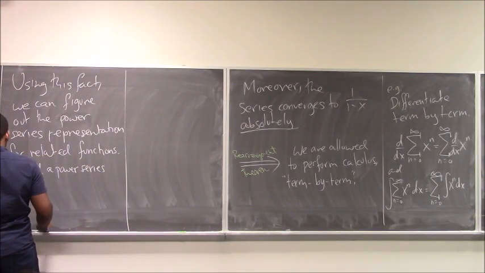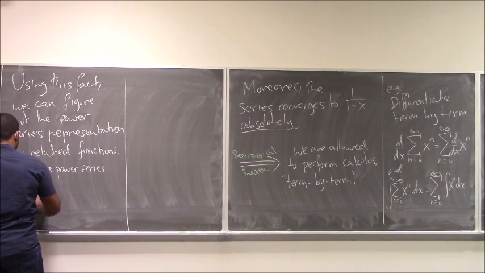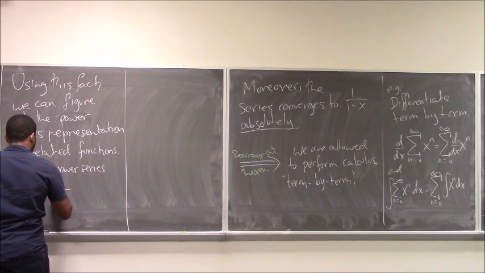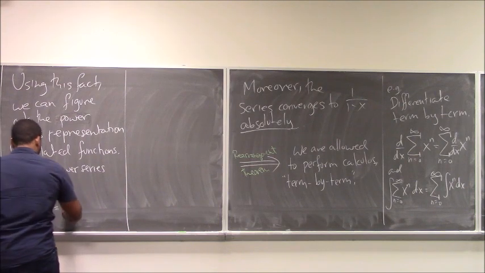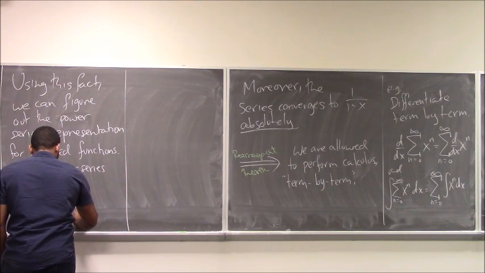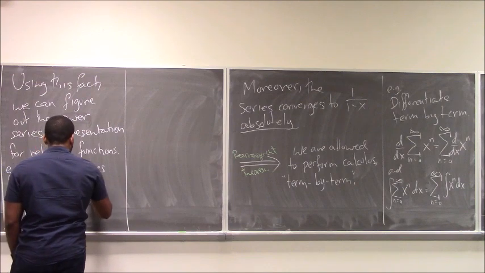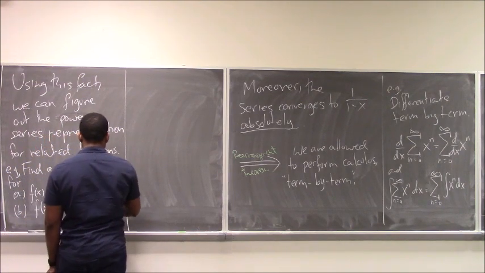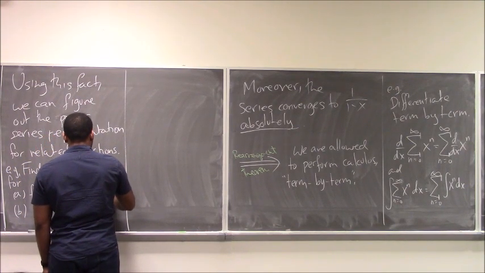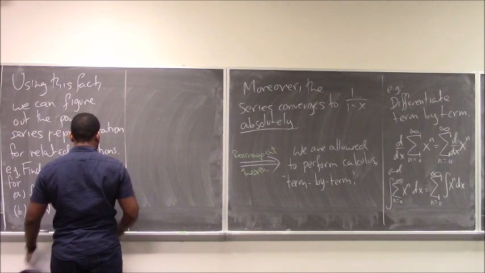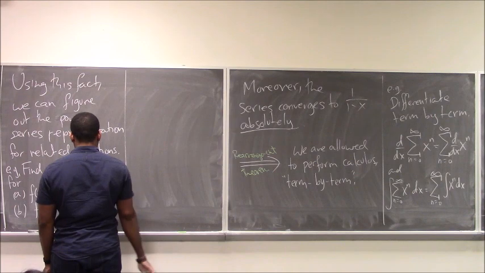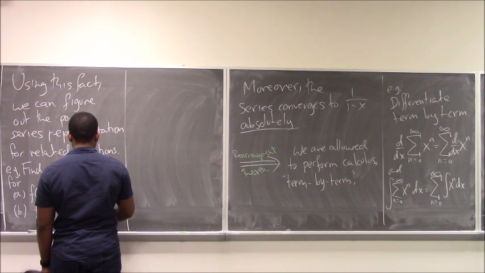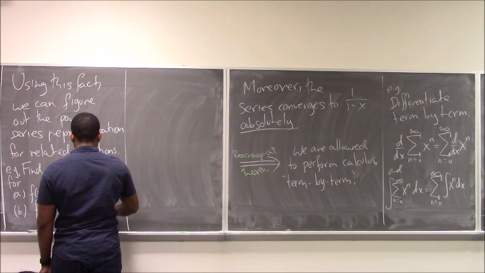A: f of x equals 1 over 3 plus x. B: f of x equals 1 over 3 plus x all squared. C: f of x equals ln of 3 plus x. And where do they converge?